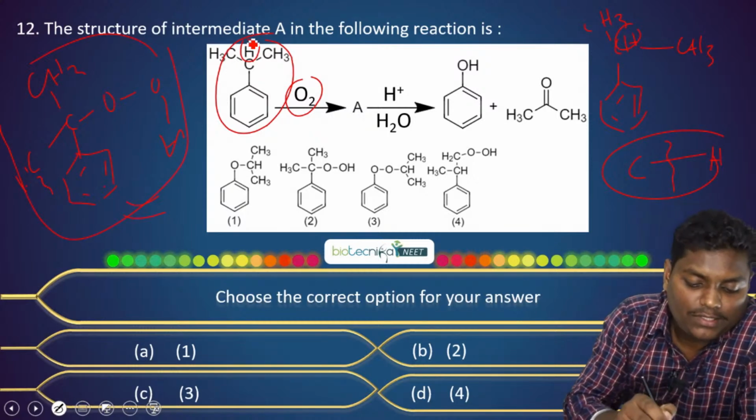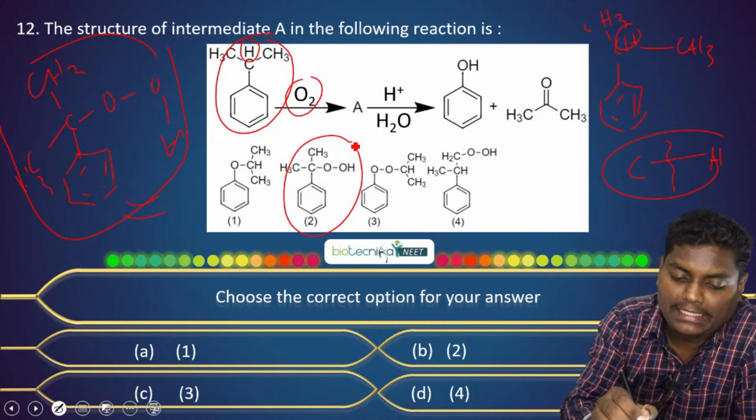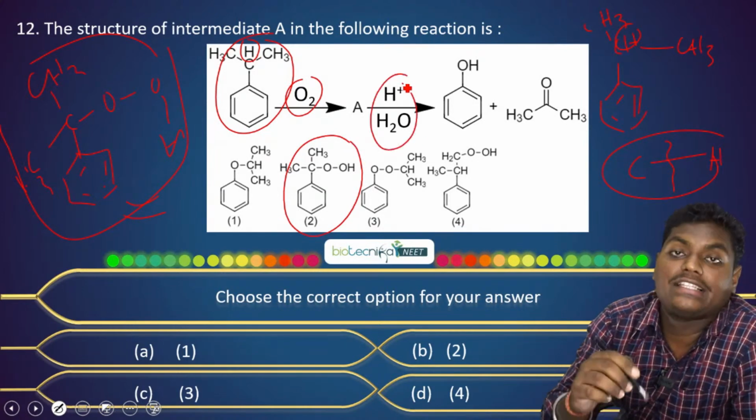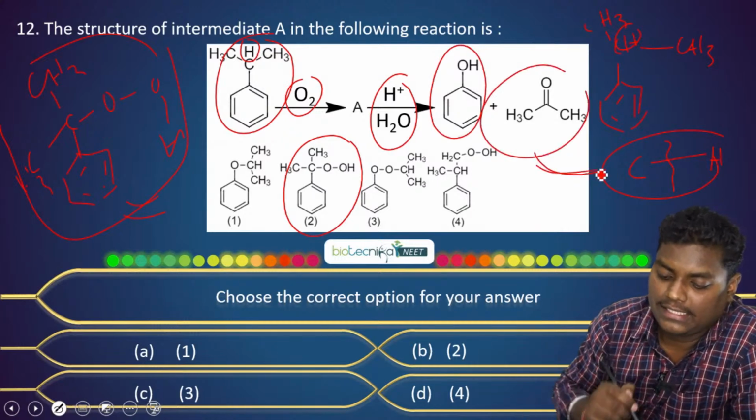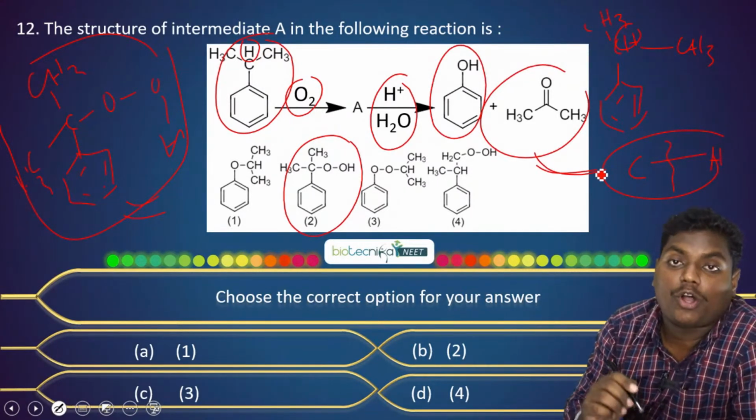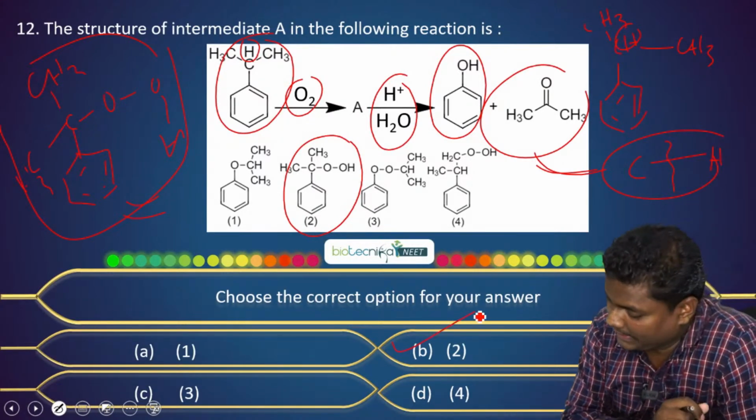So what we'll get is option B, 2, and then it later hydrolyzes to give phenol and then acetone. Okay, so it's option 2. Great, Matthew.